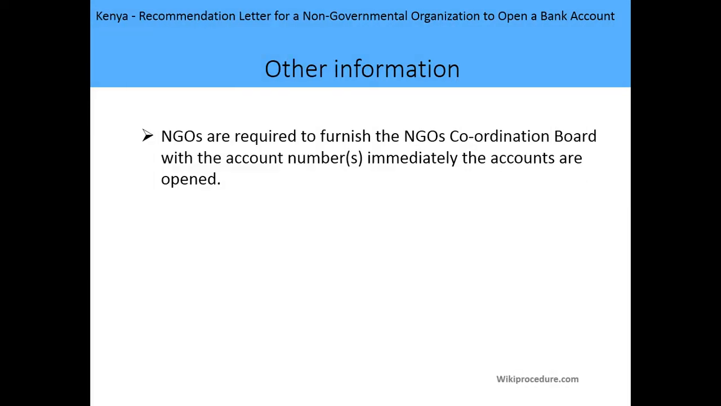Other information is that NGOs are required to furnish the NGO Coordination Board with the account numbers immediately the accounts are opened. So this is a very important fact which people overlook.